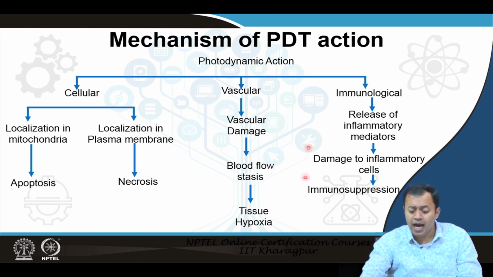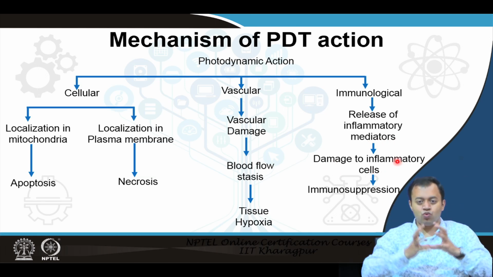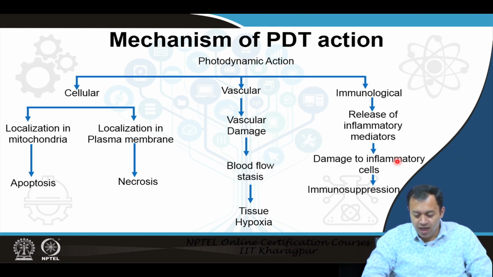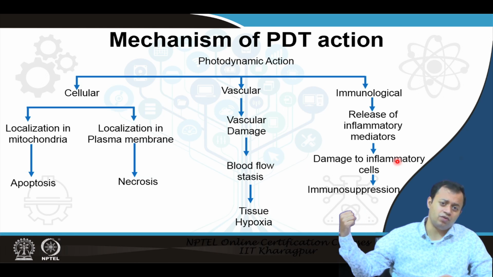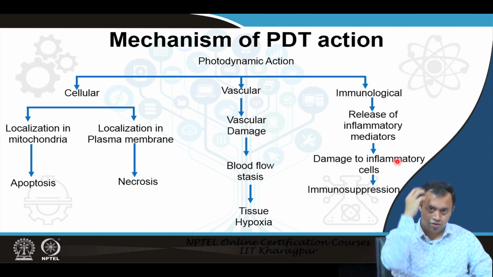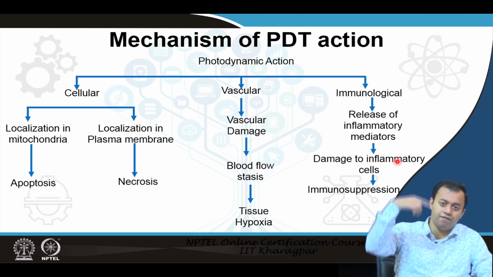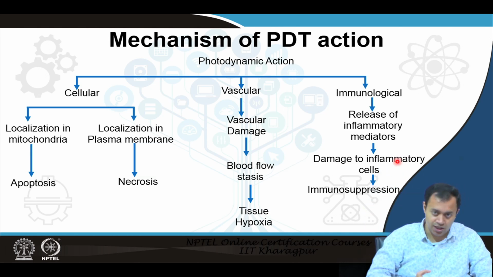Then I told you about the immune system, how we target immune cells. The release of inflammatory mediators basically damages the inflammatory cells. Inflammation basically means swelling up. This is one of the main defense mechanisms. You see several times when you get a hit somewhere, it swells up. There is an inflammation, things swell up. That is one of the defense mechanisms of your body to prevent further damage to the area underneath.